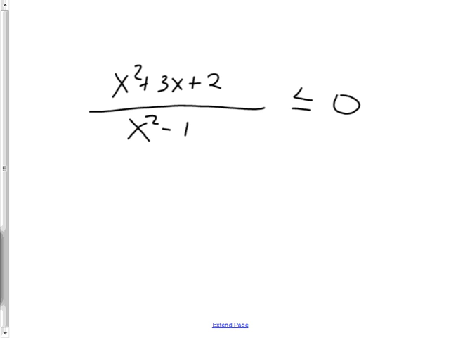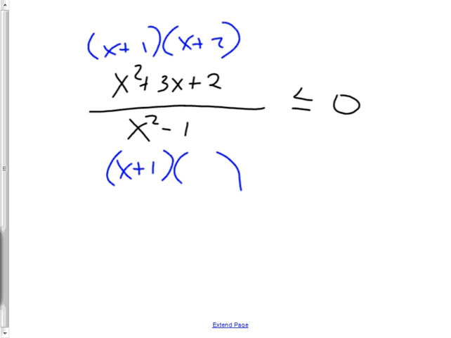All right, so here we go. You should have factored the top, x plus 1, x plus 2. If you can factor it, you should. And on the bottom, x plus 1 and x minus 1. Does anything cancel? What cancels? What makes it cancel? It makes a what? It makes a hole there.